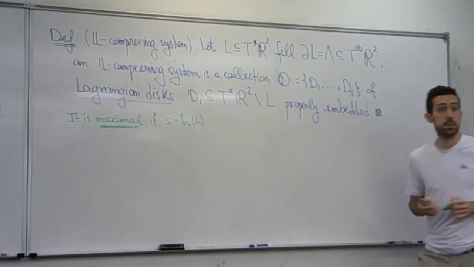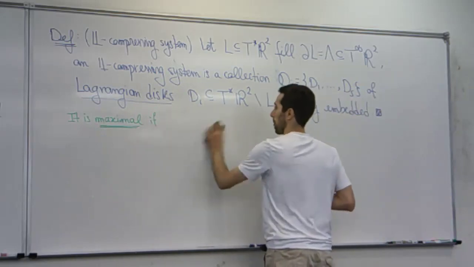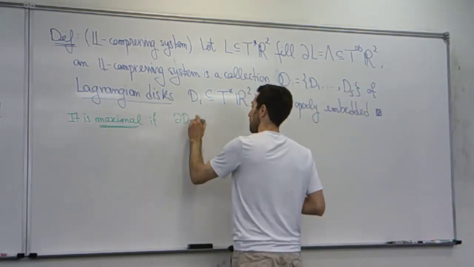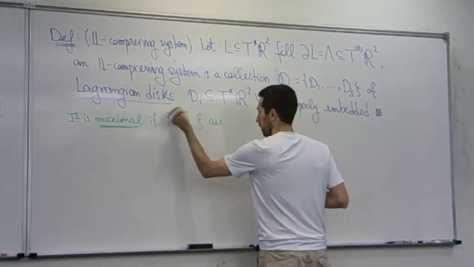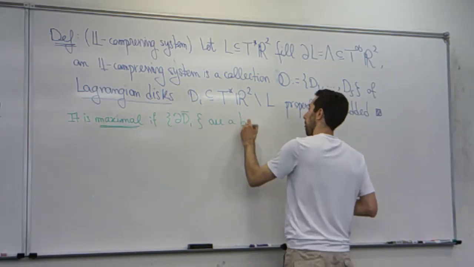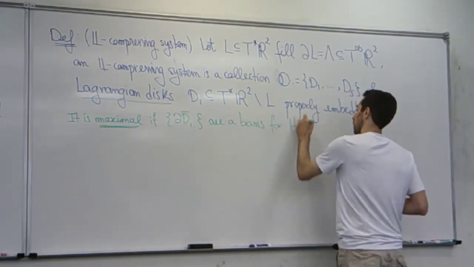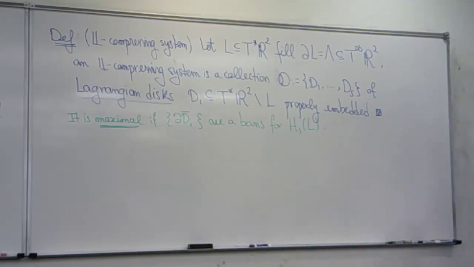So the boundaries of the disks, maybe I should say, if the boundaries of the Di's are a basis of the first homology of L, in particular S needs to be exactly the first Betti number. Are we okay so far?